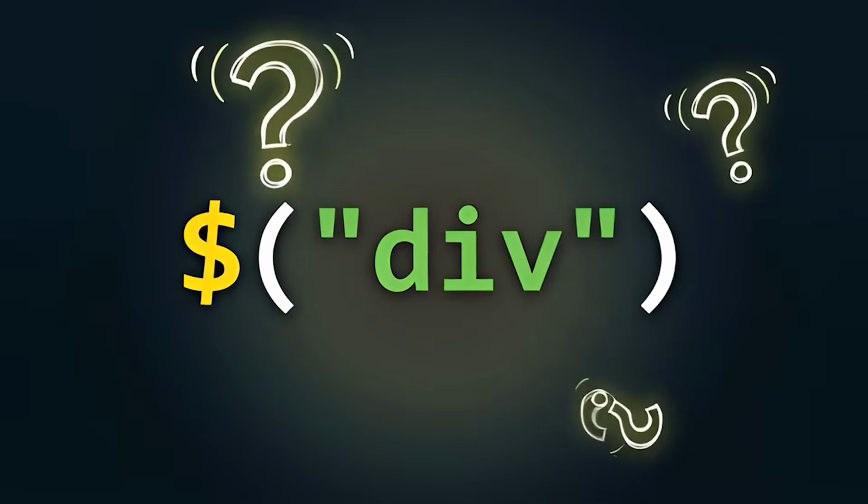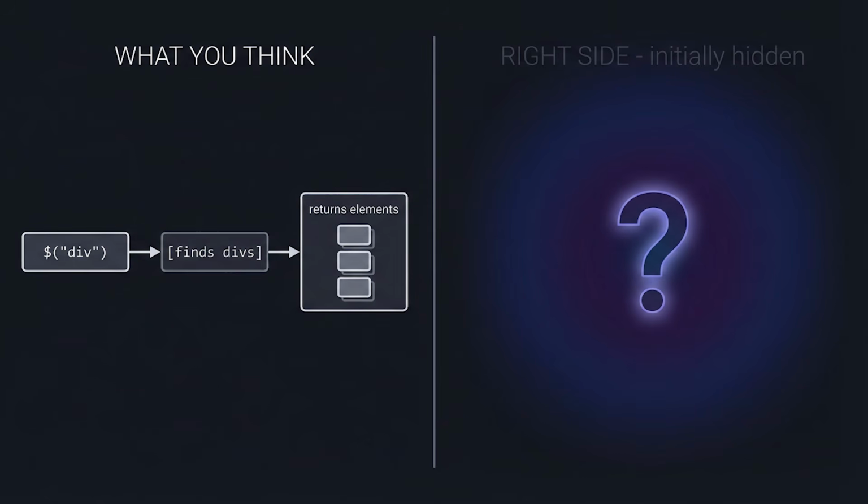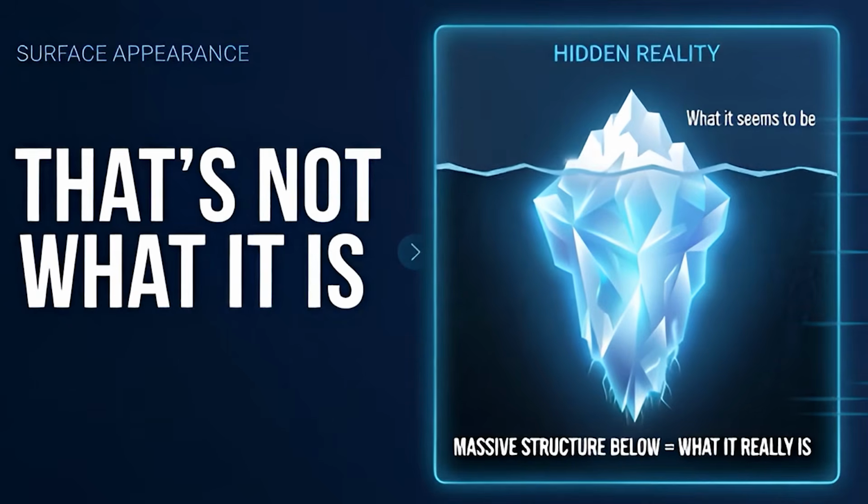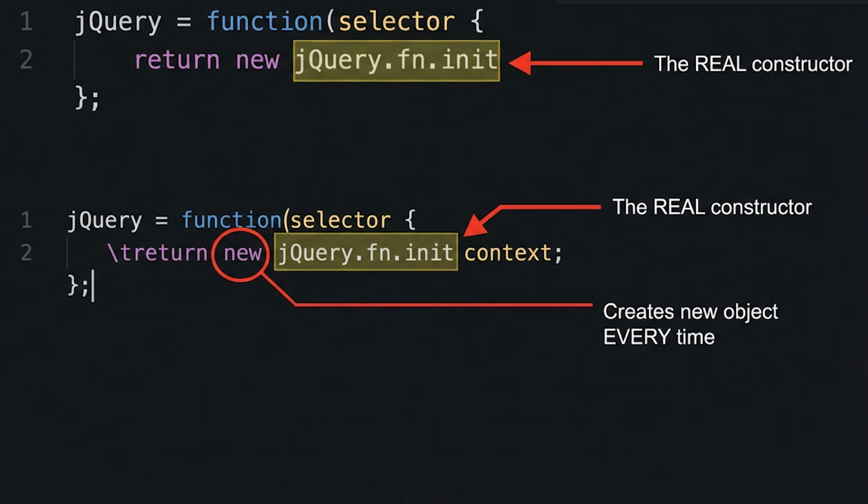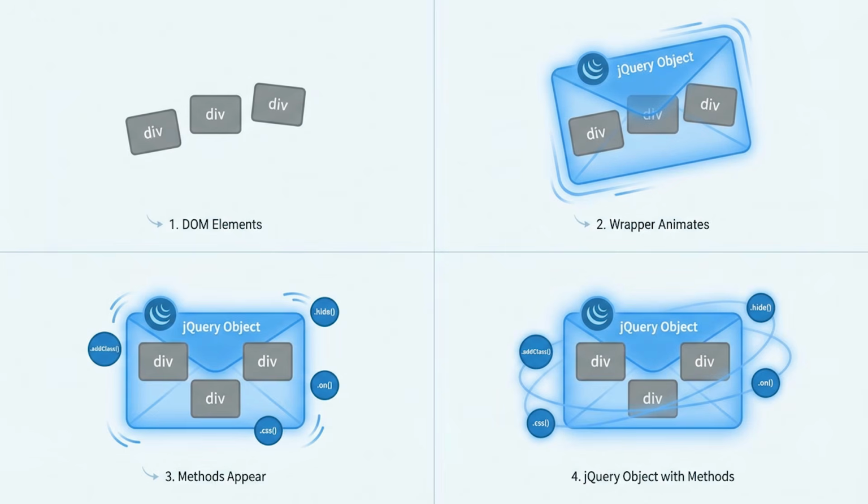So let's just start with the biggest misconception of all. When you write $("div"), what do you think is happening? Most developers think, "I'm calling a function that selects elements." And sure, that's what it does, but that's not what it is. Here's the secret. The $ function is actually calling a constructor function called init, but here's where it gets weird. And this is the first mind-blown moment of the video. Every time you call the $ function, jQuery creates a new object for you. It's not returning elements directly, it's wrapping them in a special jQuery object.